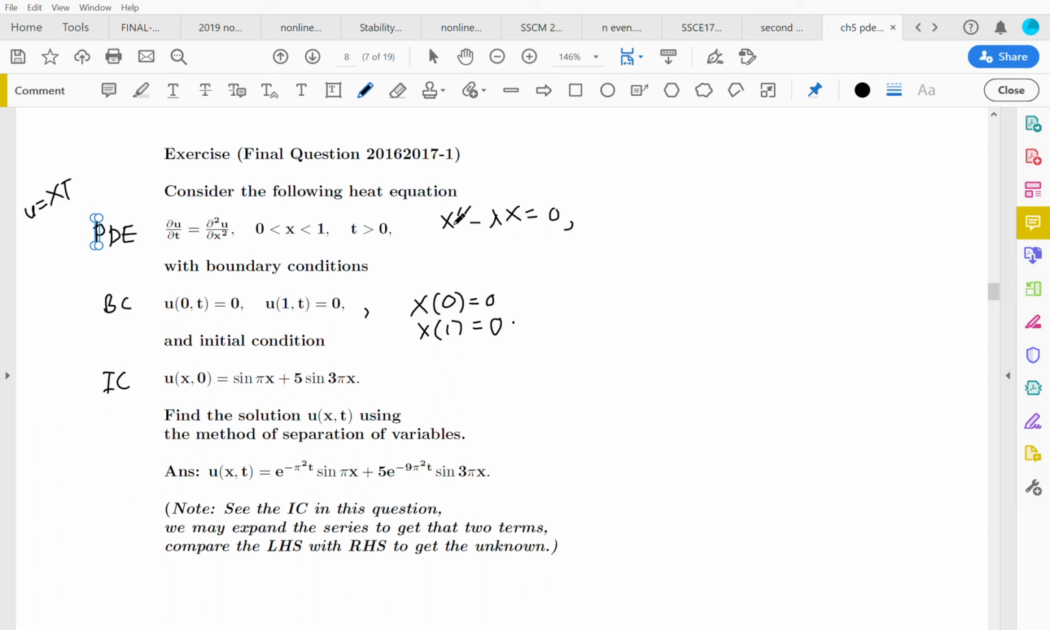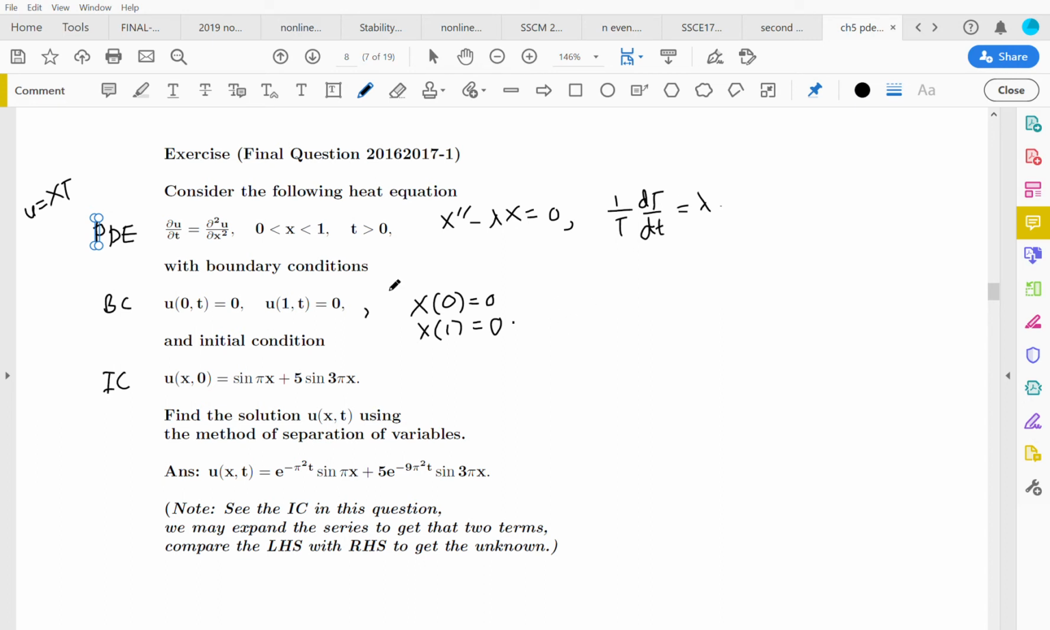So the ODE for T will be different. You will have 1 over T dT/dt equal to lambda. Okay, please check. I think so. The initial condition we will keep until after we sum all solutions. We have to solve the equation here for the 3 cases of lambda.